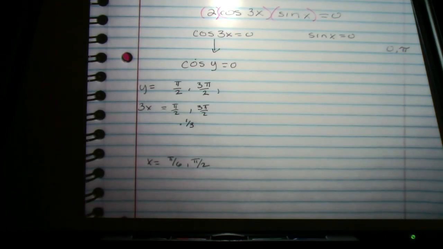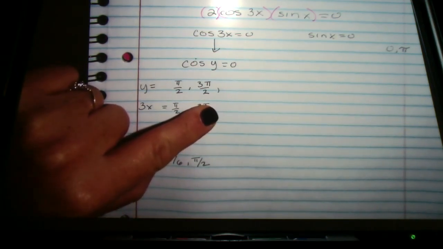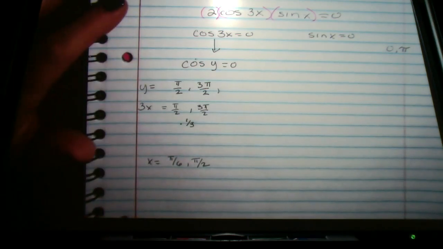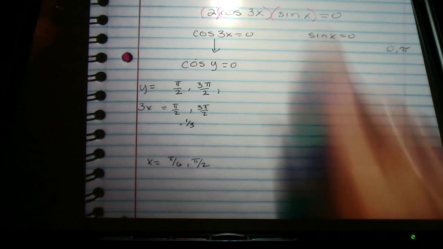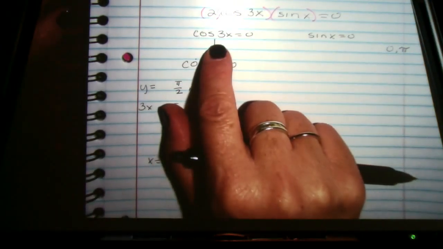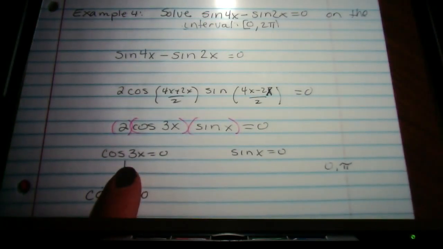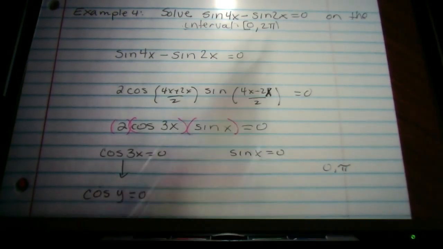Wait, where did you say you wanted all the answers? Yes, all of them. So I need to keep going around my circle more times. Why would you keep going? Because you haven't listed all values between 0 and 2 pi. Can you scroll up the question? I don't remember writing that. You never said we had to have all values. It says on the interval. That means you need to give me all answers between 0 and 2 pi.